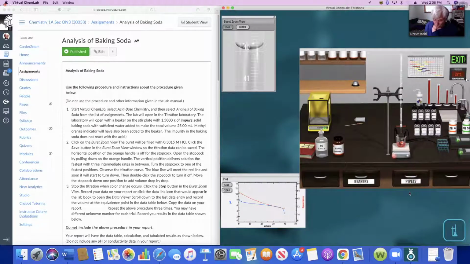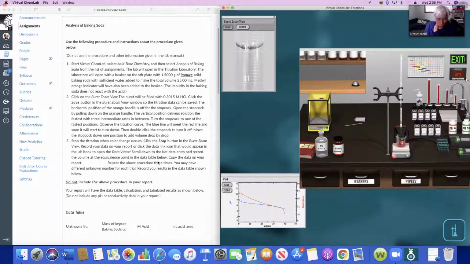So this is what you are doing 3 times. So let's see. The blue line will meet the red line and soon it will start to turn down. Then double click the stopcock, turn it off. Move the stopcock down 1 position to add volume drop by drop. That's what we did not do because I was trying to explain to you. Okay. Stop this titration when the color change occurs. Click the stop button in the burette zoom window to save.